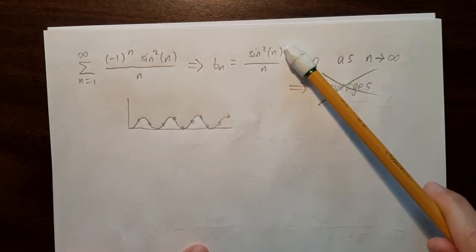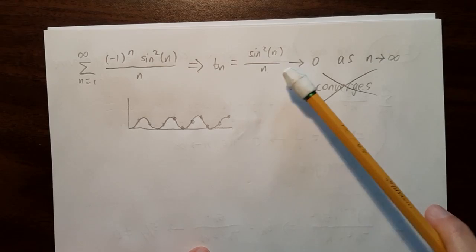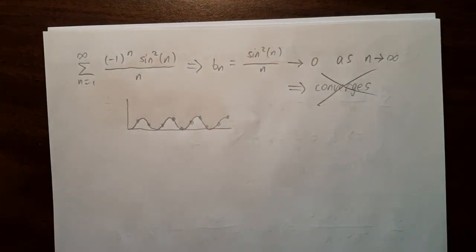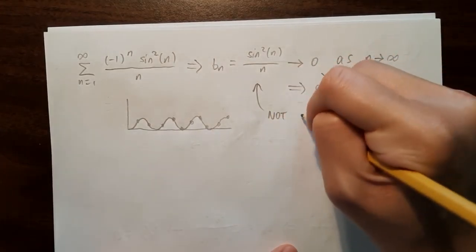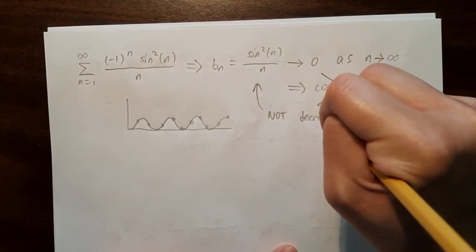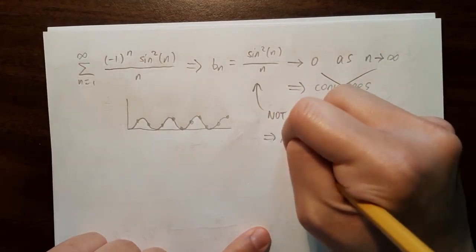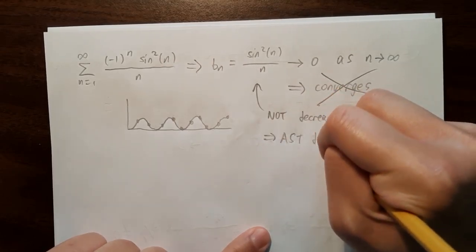In fact, it's quite conceivable that at some point n might increase by a little bit, but then the sine function is going to jump up by a bit. So most likely there's going to be a point where the function is increasing again, and there's no reason to believe that that'll ever stop. So this is not decreasing. So in that case, that means the alternating series test does not apply.